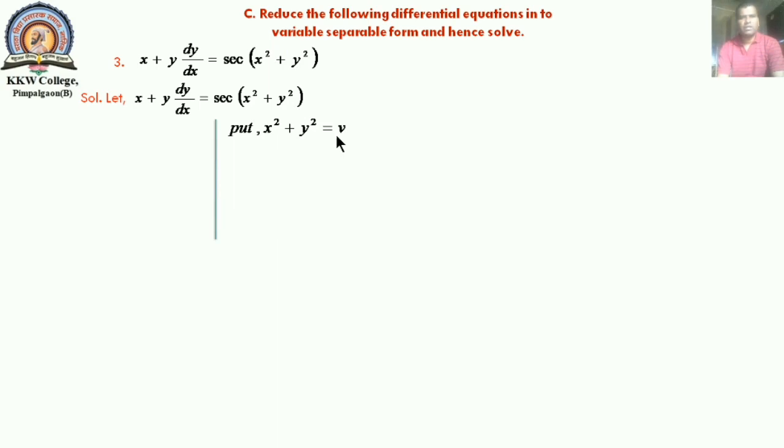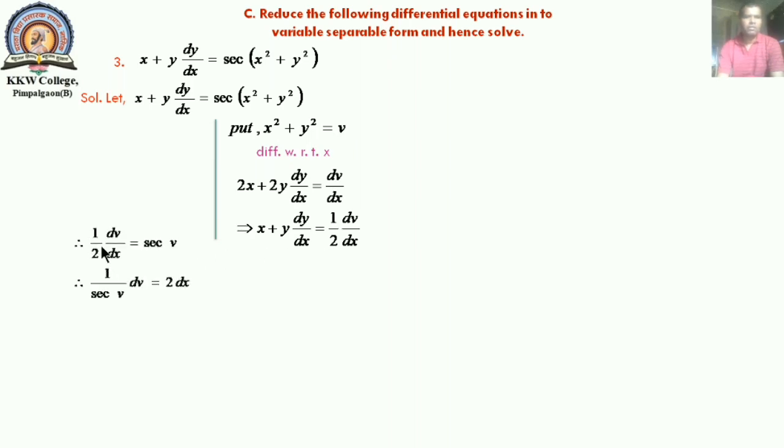Put x square plus y square as v. On differentiating with respect to x, we get the derivative of x square plus the derivative of y square, which is 2y dy by dx, equal to dv by dx. Taking 2 common, or dividing each term by 2, x plus y dy by dx is equal to 1 by 2 dv by dx. Here x plus y dy by dx is already present, so this will be 1 by 2 d by dx of v. Therefore this equation becomes 1 by 2 dv by dx is equal to sec v.